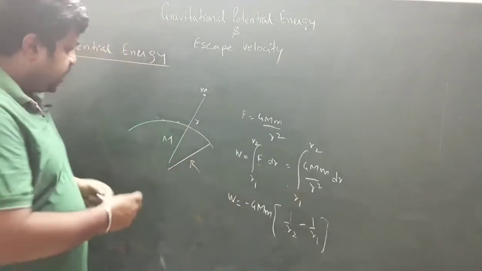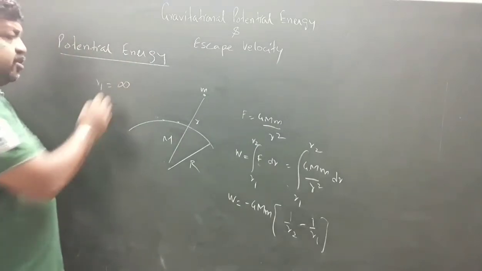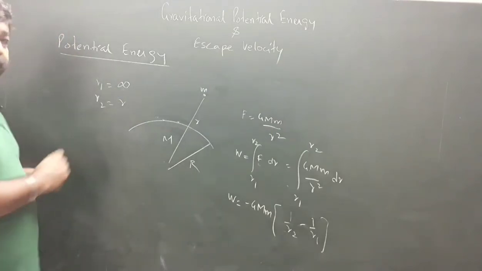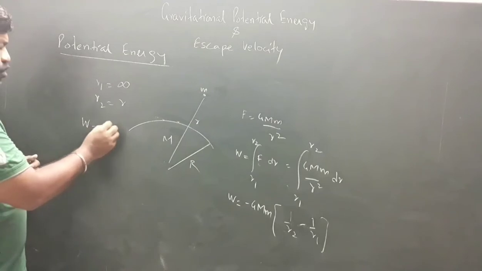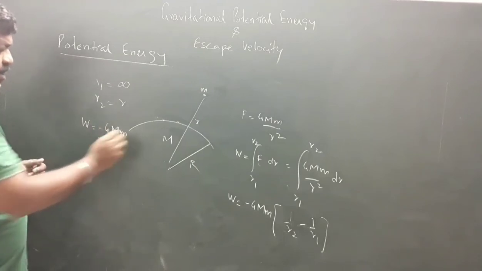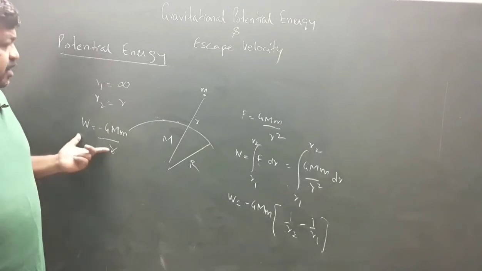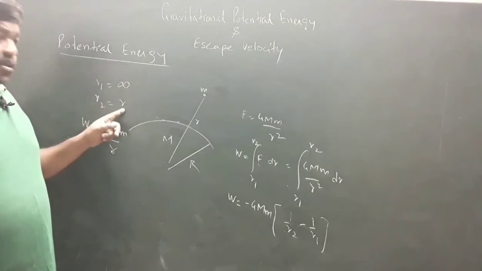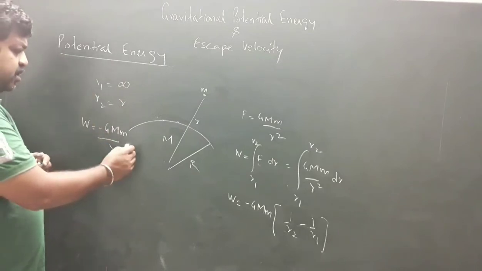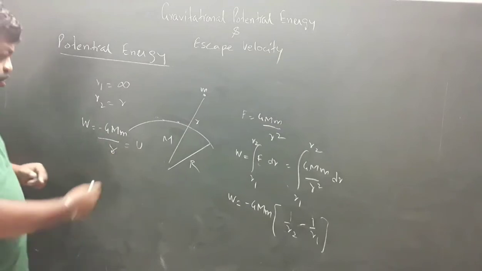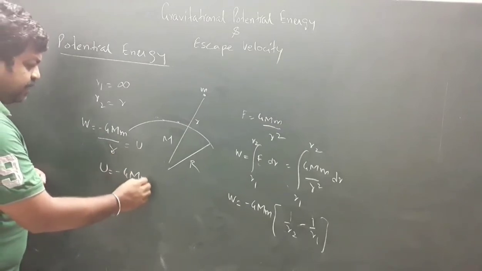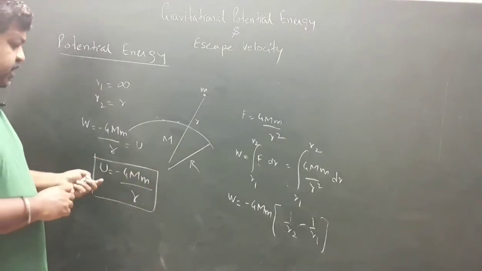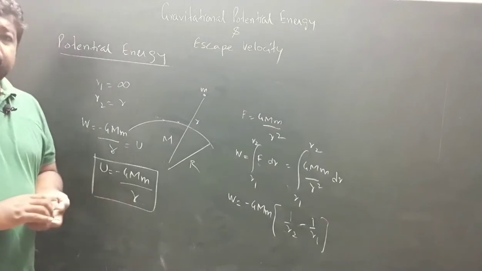Now if we consider r1 to be at infinity, the initial position of the particle at infinity, and the final position at r, then W = -GMm/r. This is the amount of work done in bringing the object from infinity, the position of zero potential energy, to the given position r. This is the potential energy at position r. So we have U = -GMm/r. This is the expression for the gravitational potential energy of the earth at distance r from the center.